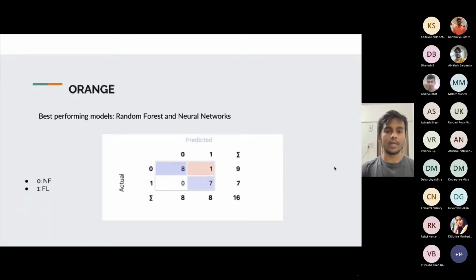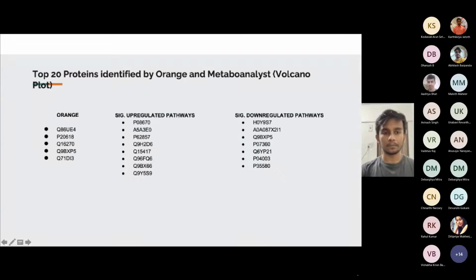Out of all the models that I tried, random forest and neural networks were the best. Neural networks had slightly higher accuracy values, but it was very close. Both had 1 misclassification. In this confusion matrix, 0 refers to non-fluorescent sample, whereas 1 represents fluorescent samples. We had to make this adjustment for all the algorithms to work basically.